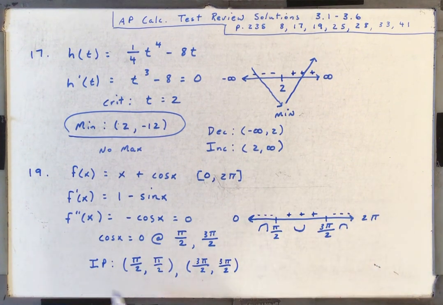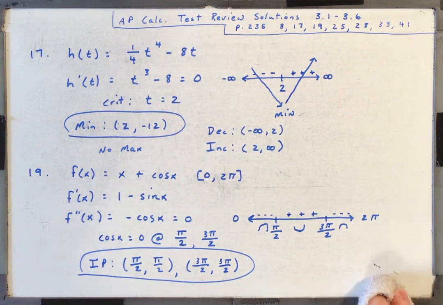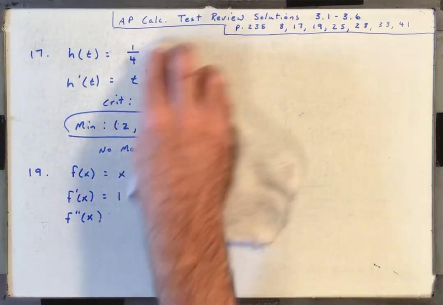So it didn't ask you to do that on the problem, just asked you for this. But it's good practice. And so there are the intervals. I won't write the intervals down, so it didn't ask that. Okay, that does it for 19. Let's move on to 25.